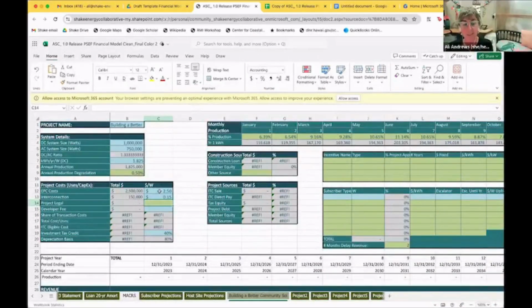So you guys are probably noticing that I'm filling in the pink or the blue and green, and it's populating the gray over here.